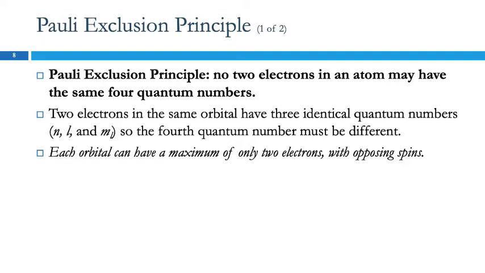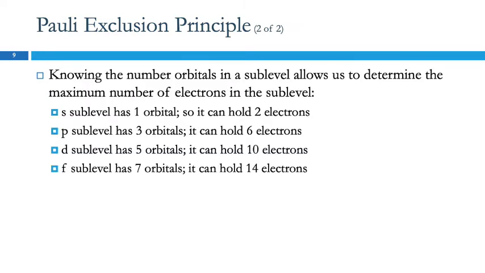If we have electrons that are in the same orbital, they're going to have 3 identical quantum numbers: the principal quantum number, the magnetic, I always forget the names of these. Anyway, n, l, and m sub l, right? So each orbital can only have 2 electrons because to get a different number, we've got the plus 1/2 or the minus 1/2.